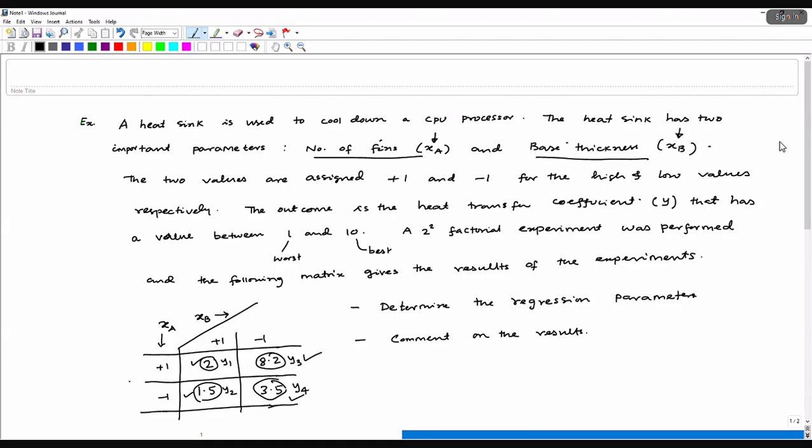So we want to know whether we really have to vary this number of fins gradually from low to high, or the number of fins doesn't have much effect as compared to base thickness, or vice versa. So we need to find out what I said yesterday, the square of the deviation of the individual y from the mean, that is P0. Okay, and then we can decide which effects are dominant.